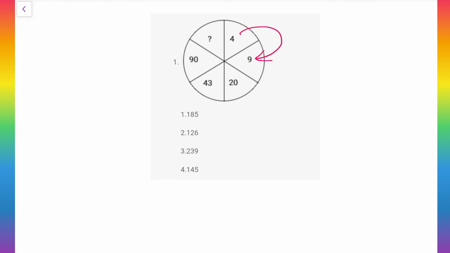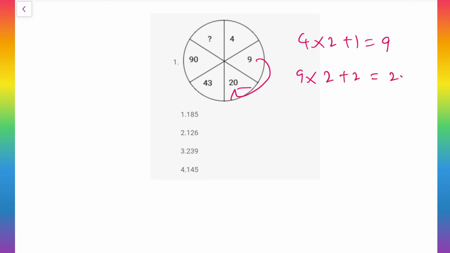For 4 and 9, oh I like it here, that is 4 into 2 plus 1 is 9, because 4 twos are 8, 8 plus 1 is 9. Next 9 and 20, it can be written as 9 twos are 18 plus 2, it is 20. Okay, I got it. Next the third one, from 20 to 43, 20 into 2 is 40, 40 plus 3 is 43. Okay, I got the logic now. So the logic is very simple, every time multiplying by 2 and adding the natural numbers.